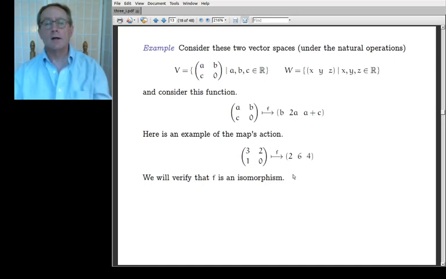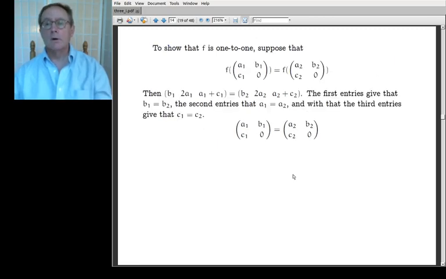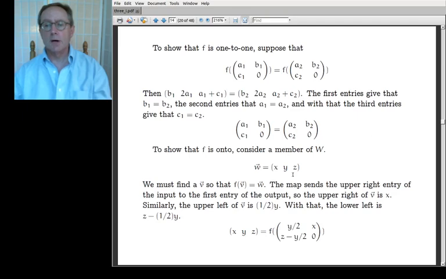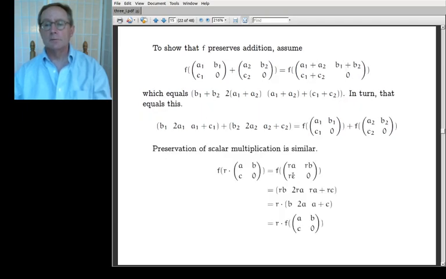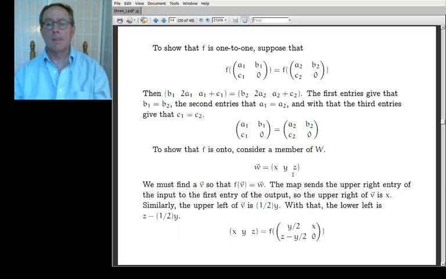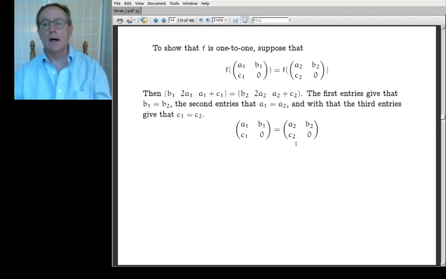And I'm going to verify. The how-to has 4 steps to verify. There's 1-to-1, person sees it on top. There's onto, person sees it on the bottom. There's preserves addition. There's preserves scalar multiplication. Okay, one at a time. And you might have a little trouble remembering how it goes. I'll flip back a couple times.